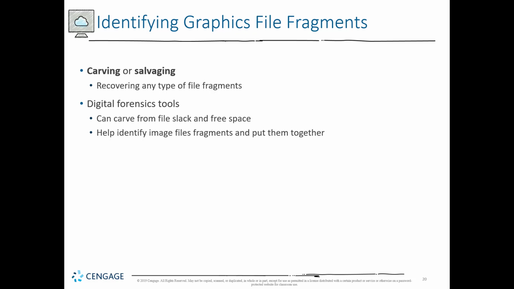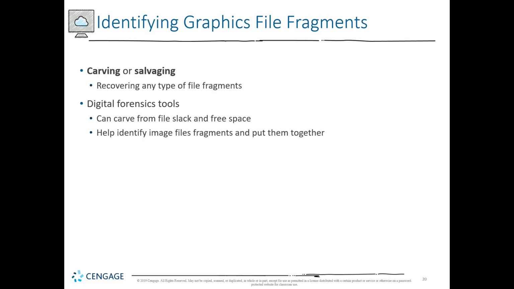Carving or salvaging is basically a mechanism to recover any type of file fragment that is out there. If we're image carving, we are carving out the hexadecimal, specifically looking for an image file. Again, digital forensics tools can carve data from that free space or from the slack space. All of this aids in helping to identify the image file fragments and put them back together to present something that is somewhat readable for the investigator.